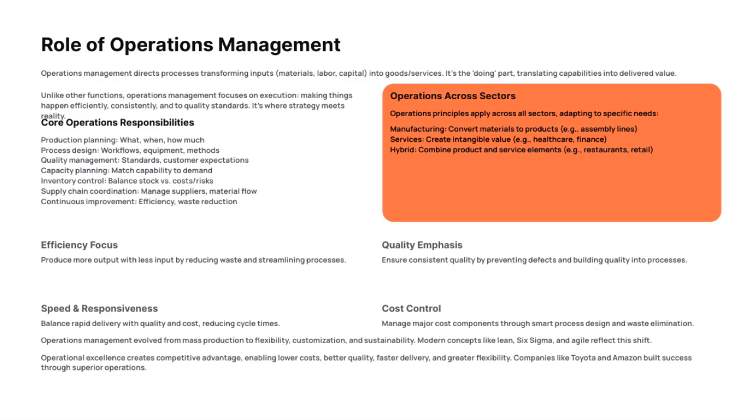Operations management directs the processes that transform inputs, like materials, labor, and capital, into the final goods or services we deliver. It's the doing part, turning our capabilities into real, tangible value for the customer.